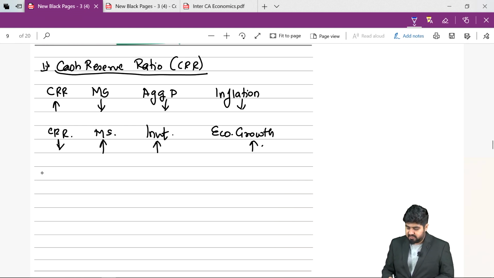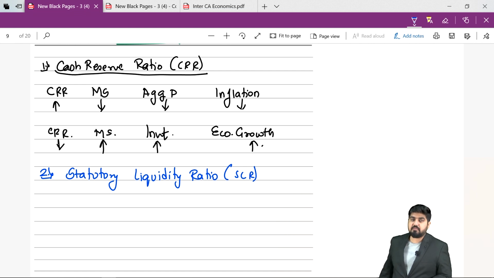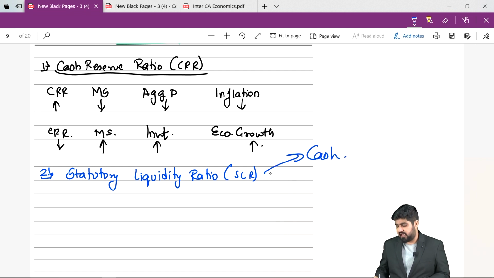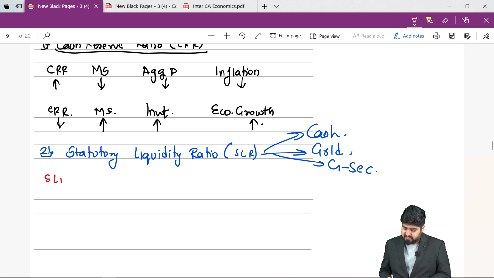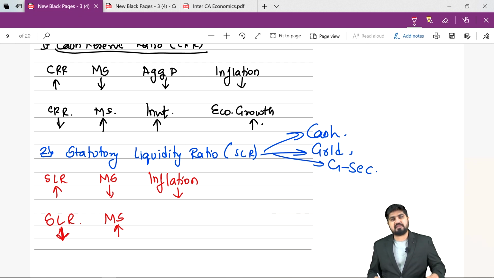Second one, similar to CRR, is SLR, which stands for statutory liquidity ratio. When I talk about statutory liquidity ratio, it can be maintained in cash, it can be maintained in gold, it can be maintained in government securities. Now, what will happen if we increase the level of SLR? More reserves will be kept with the commercial banks themselves, money supply will be less, inflation will be under control. Similarly, if SLR is, let's suppose, reduced, what will happen? Money supply will increase. If money supply increases, there will be more and more money supply, then there will be economic growth in the country.